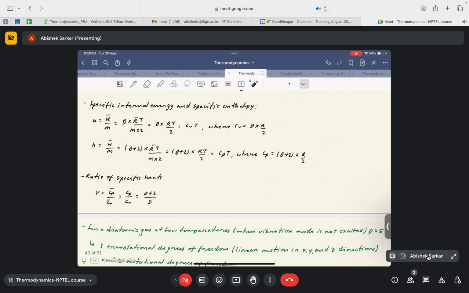Now if we take the ratio of the specific heats, this is usually represented as gamma, which is equal to Cp bar by Cv bar, which is also equal to Cp by Cv. So if we substitute the values of Cv and Cp here, then we get that gamma is equal to D plus 2 by D, where D is the number of degrees of freedom.